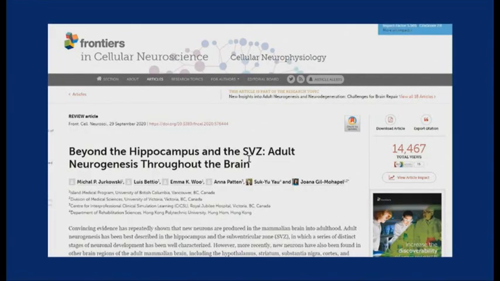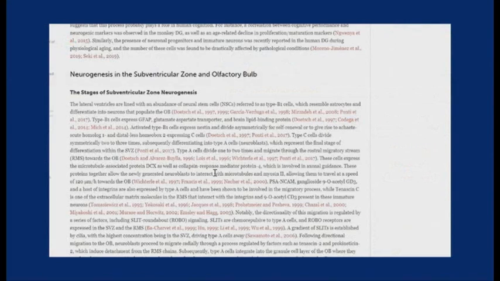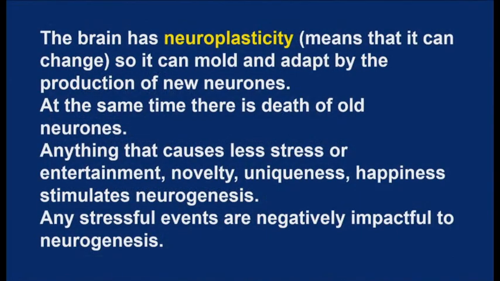So there's plenty of scientific literature there beyond the hippocampus and the areas there. So the brain has neuroplasticity. That's what Joe's been talking about all weekend. It means that it can change, and this is the important thing to remember. It can mold and adapt by the production of new neurons. At the same time, there is, of course, death of old neurons.